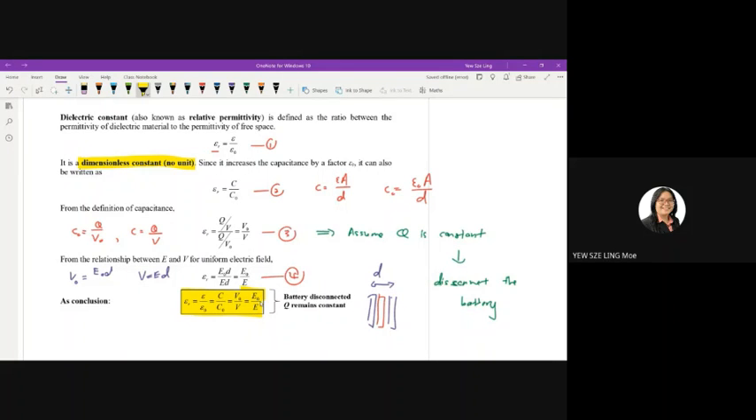The one with a 0 subscript means that is the initial value, the value in air without dielectric. In order to obtain these 4 equations, we assume the battery is disconnected. So when the battery is disconnected, Q remains constant. What if the battery is connected?